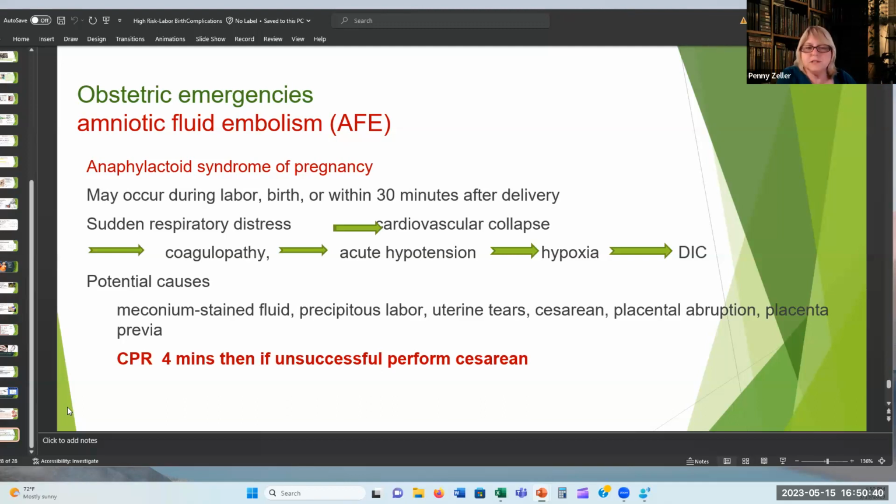So in an emergency situation like this, we do CPR for about 4 minutes on mother to try to resuscitate her and improve hemostability. If we're not successful, then we're going to do an immediate C-section to try to save the baby.